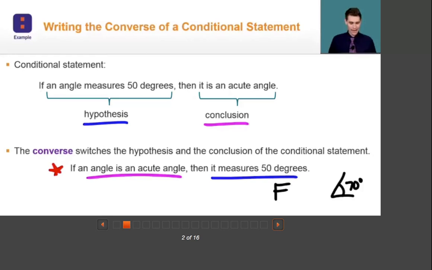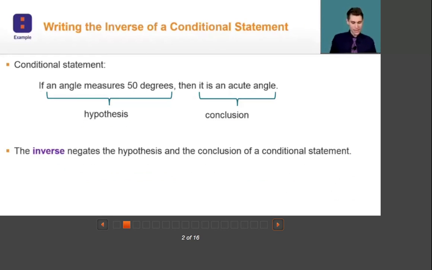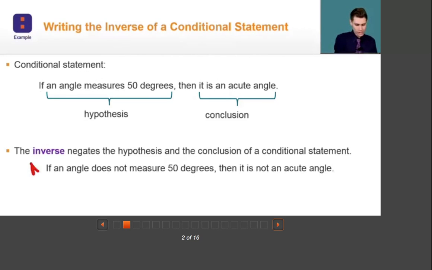Now let's take a look at another statement, the inverse. The inverse negates the hypothesis and the conclusion of a conditional statement. So the inverse means taking the opposite or adding not. So in this case, we'd say if an angle does not measure 50 degrees, then it is not an acute angle. So let's take a look at the inverse. If an angle does not measure 50 degrees, then it is not an acute angle.